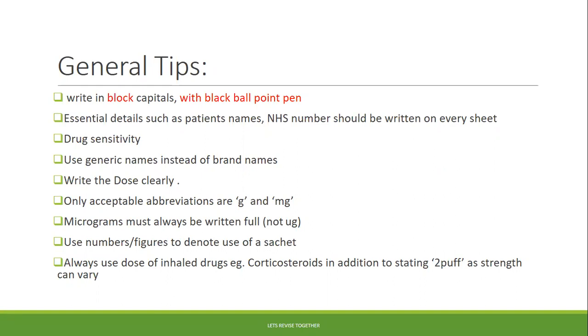And whenever you are writing inhaled drugs like steroids, you are writing blue inhaler or brown inhaler. So you should be writing 2 puffs, as strength can vary, right? You should be writing 2 puffs and dose as well, both of these things, because strength can vary. Different inhalers can have different amounts of steroids.